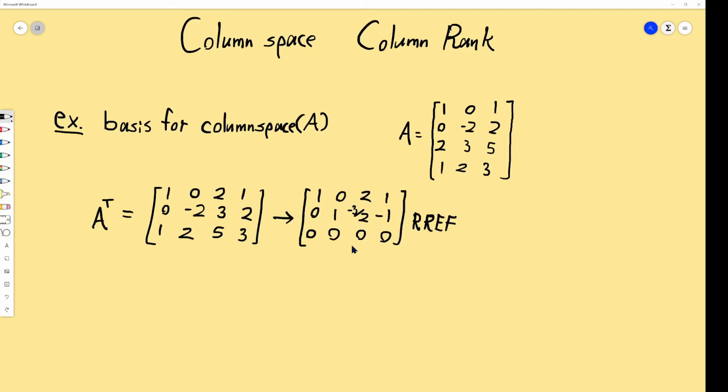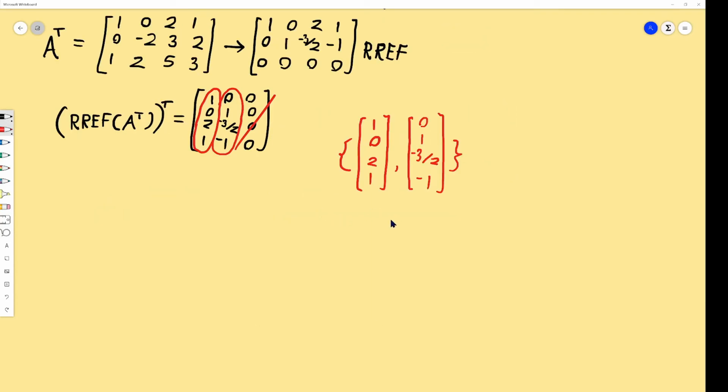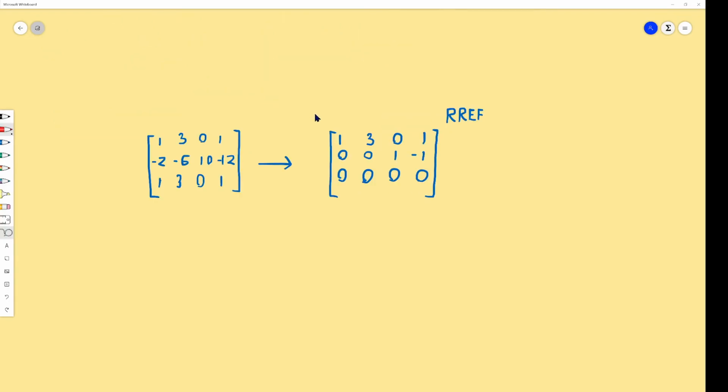I then take this matrix to reduced row echelon form. You'll notice I have a redundant row of zeros right here. And then I transpose it back. And this column is going to be our first basis vector. And the second column is going to be our second basis vector. And this third column consists entirely of zeros, so it will not be included in the basis. So the basis for the column space is the set of these two vectors, 1, 0, 2, 1, 0, 1, -3 halves, -1.